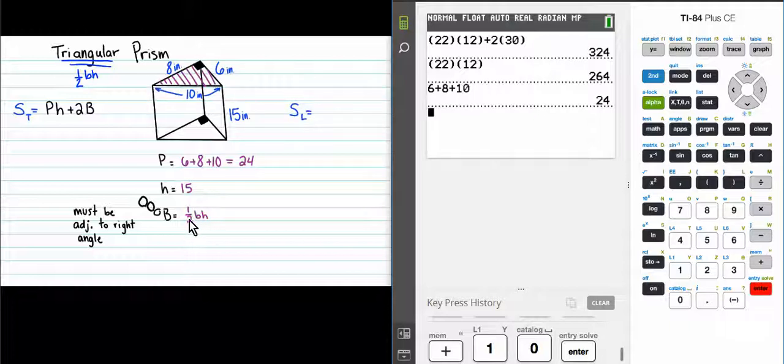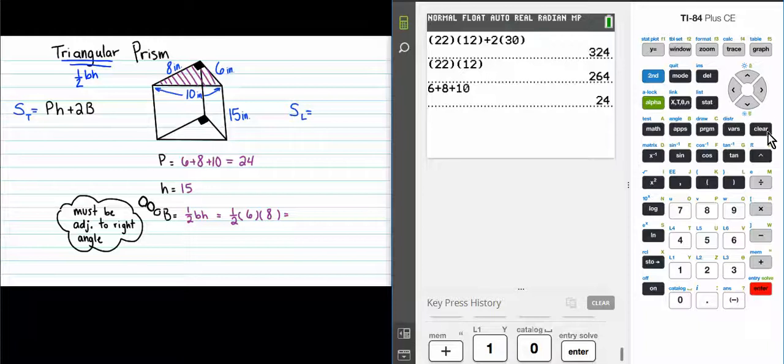So when you use half base times height, it's the two sides that are adjacent to it. So what I'm going to use is half times 6 times 8. And notice why I chose 6 and 8. Because they're adjacent to the right angle. 10 has nothing to do with this formula here. Only the 6 and 8 do because they're adjacent.